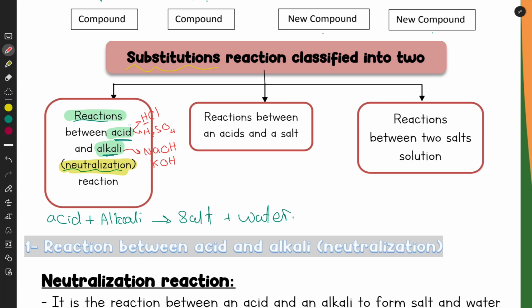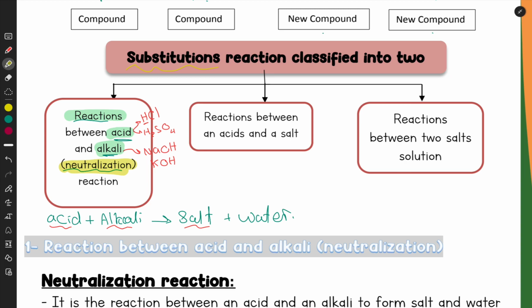If we add an acid to an alkali, we form something called salt and water. We form salt and water, as we said before. Acid plus alkali produces salt and water. This process is called the neutralization process.